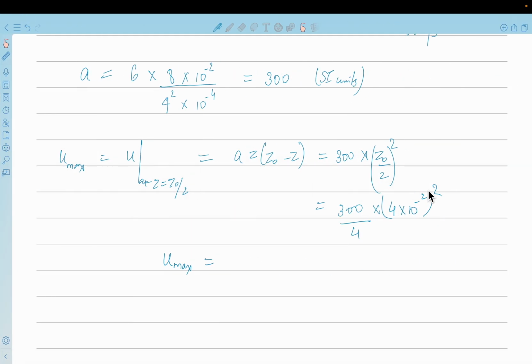Anyone? I hope all of you are solving the question. Yes, thank you. Okay, so 0.12 meters per second, which is nothing but 12 centimeters per second.